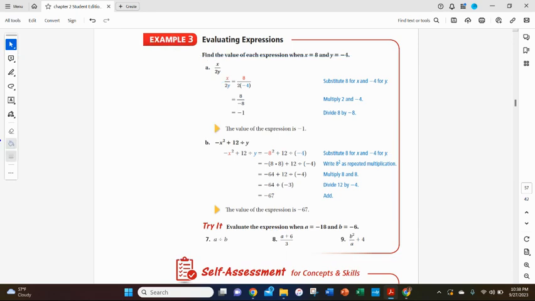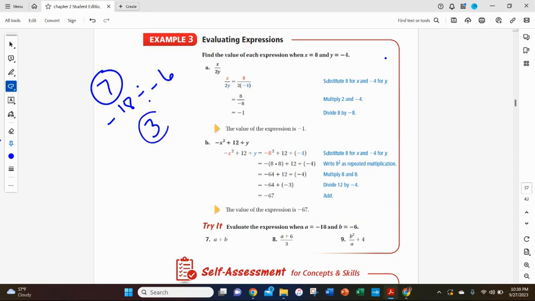So 7 is A divided by B. So I'll put 7 over here. A divided by B. It says that A is negative 18. So negative 18 divided by B, which is negative 6. So 18 divided by 6 is 3, and they're both negative, so my answer is a positive 3.